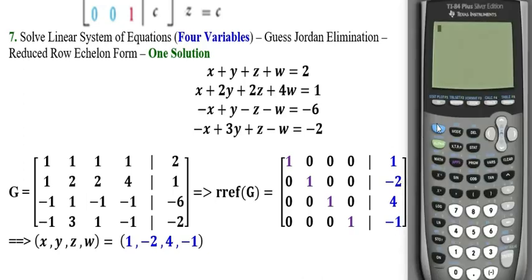And here it is. Second matrix, edit, G. It is 4 by 5. For x we have 1, 1, minus 1, minus 1.